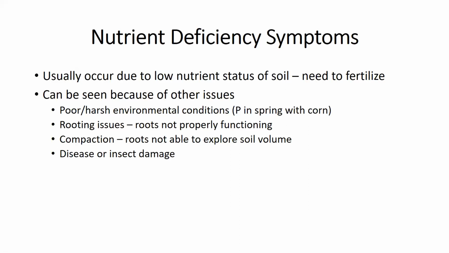Rooting issues. Maybe I have a wet environment. Maybe I have a compacted zone like sidewall compaction. Those roots are confined to a small area, so they have small soil volume to extract nutrients from. Disease or insect damage. If you have a rootworm eating on the roots, even though it looks like, hey, I've got decent roots, well, maybe they're not able to function at full capability.